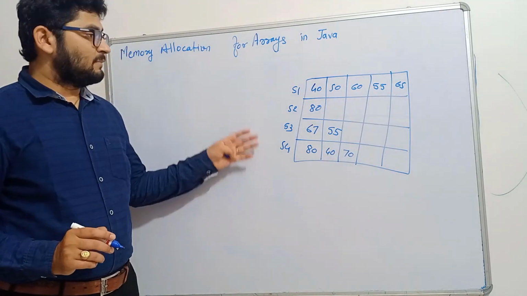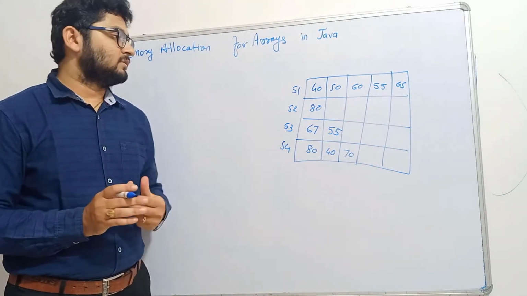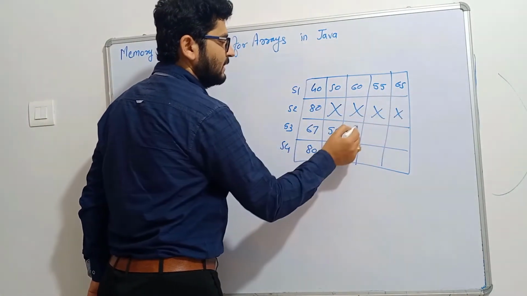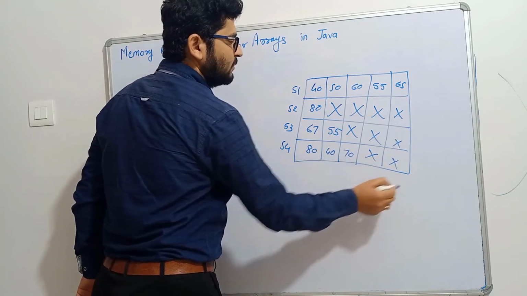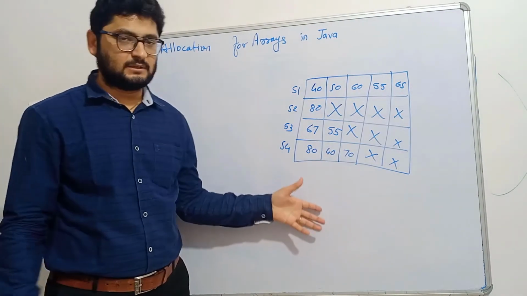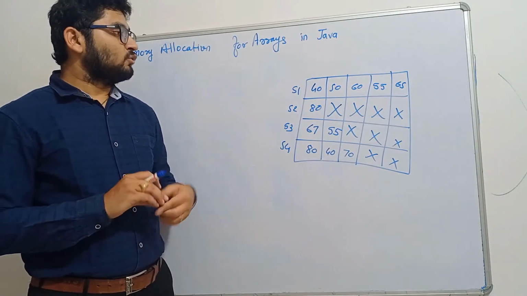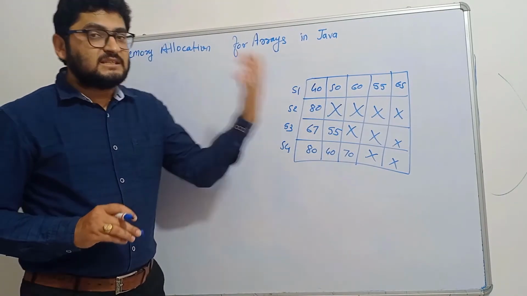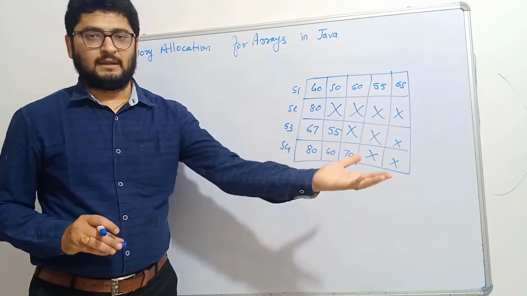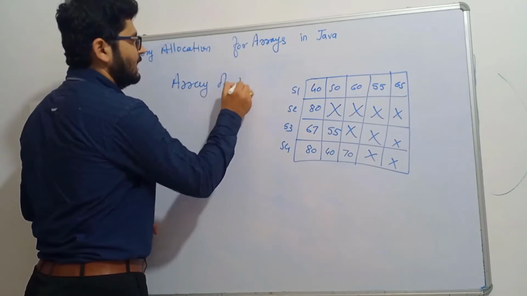Now let us suppose I am creating a 4 by 5 two-dimensional array in memory. So what is going to happen? I am going to waste these many memory blocks. So how many memory blocks am I going to waste? 1, 2, 3, 4, 5, 6, 7, 8, 9. So 9 memory blocks I am going to waste if I store this structure as it is in memory. So to avoid this problem, in Java a new approach is used for storing multidimensional arrays, and that new approach is called array of arrays.